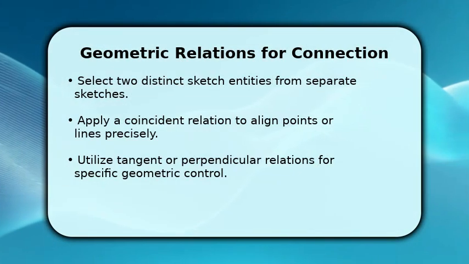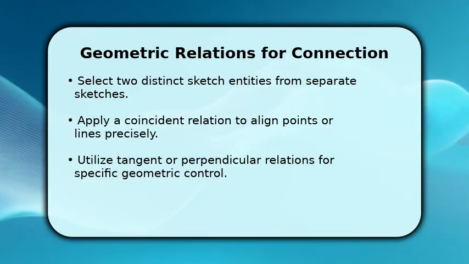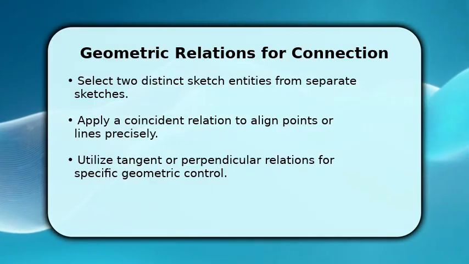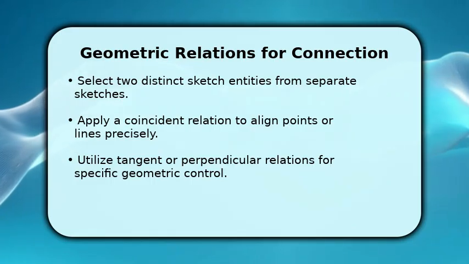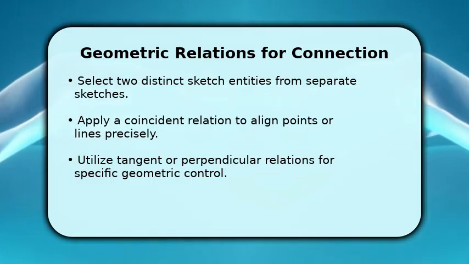One primary way to connect sketches is by using geometric relations. For instance, you can make a point from one sketch coincident with a point or line from another. Simply select the two entities, then choose the desired relation from the property manager. This method is excellent for precisely aligning features or ensuring that one sketch's geometry directly influences another's position. It provides robust control over your design intent.